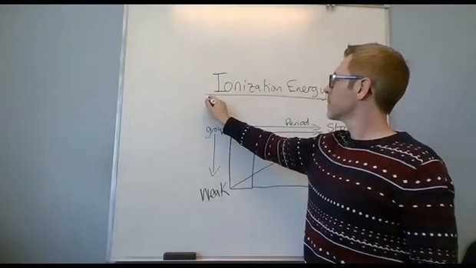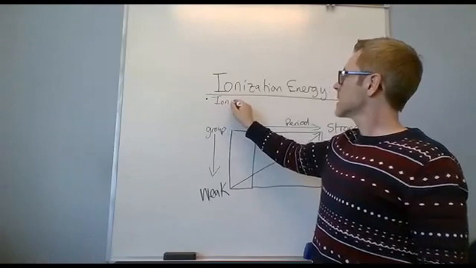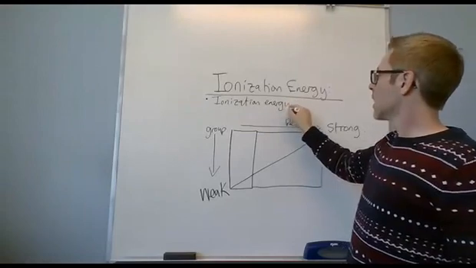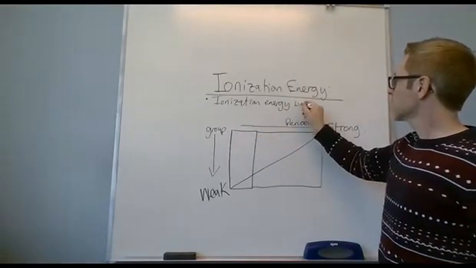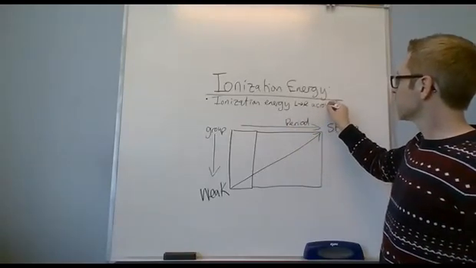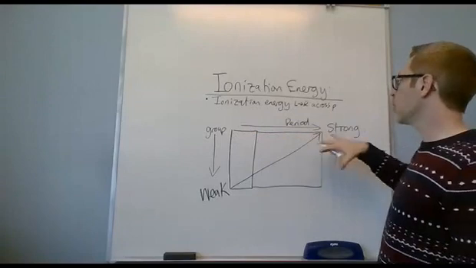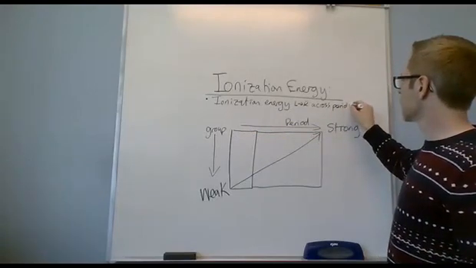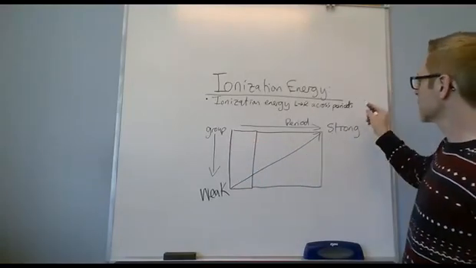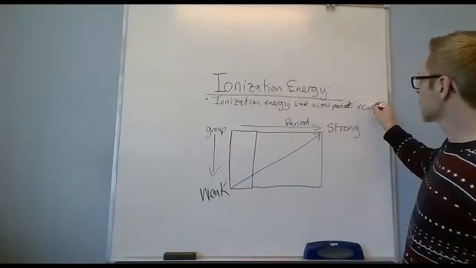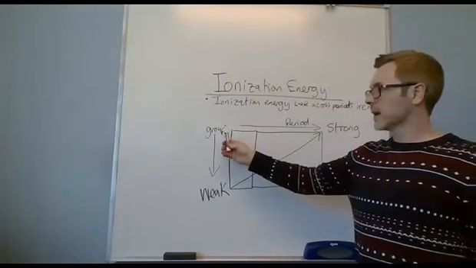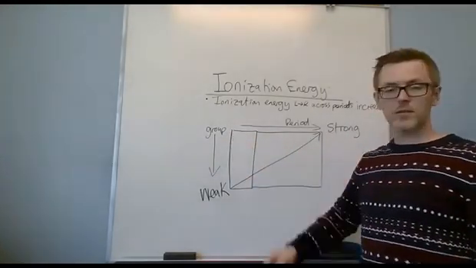So we would say ionization energy left to right across a period, and not just one period, but all periods. Well, if you go left to right, you're headed towards the strong end, so the ionization energy increases. If you went right to left, you would be moving away from the strong end, so it would decrease.